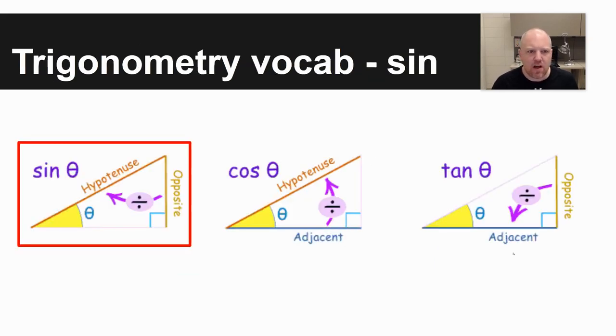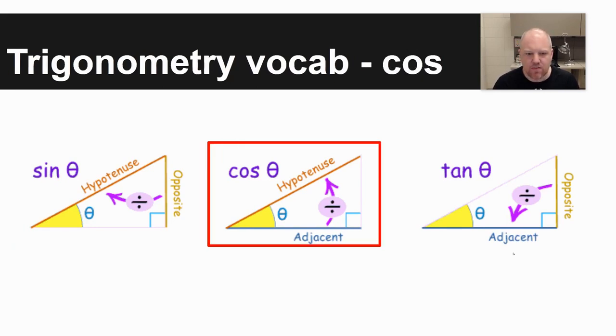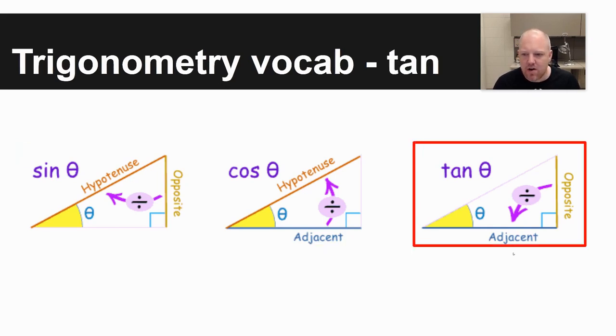So there are three different trigonometry functions we're going to talk about. The first is sine. Sine is the opposite side divided by the hypotenuse. Cosine is our second function, the adjacent side divided by the hypotenuse. And then our third function is tangent. Tangent is your opposite side divided by adjacent.